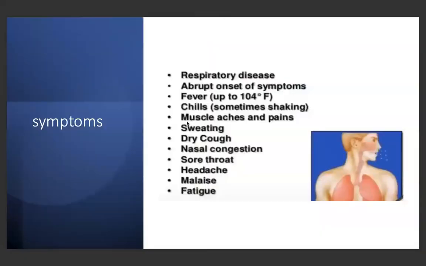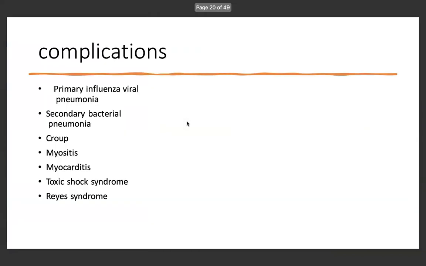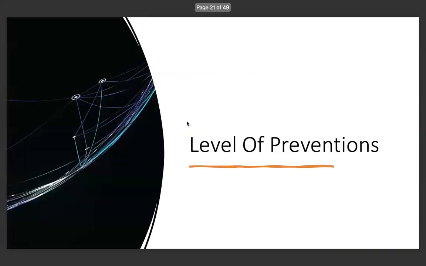Symptoms include respiratory disease, abrupt onset of symptoms, fever up to 104 degrees Fahrenheit, chills, muscle aches, pains, sweating, dry cough, nasal congestion, sore throat, headache, malaise, and fatigue. Complications include primary influenza, viral pneumonia, secondary bacterial pneumonia, croup, myositis, myocarditis, toxic shock syndrome, Reye syndrome.